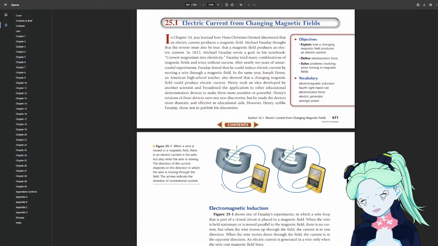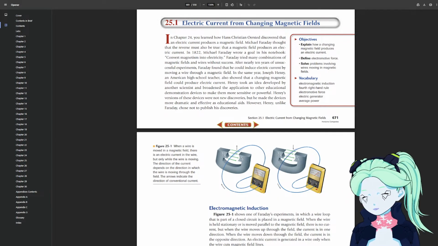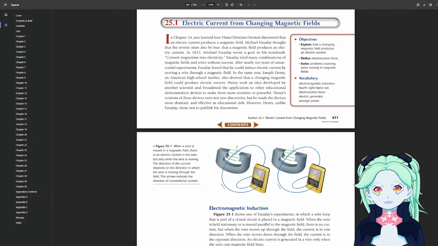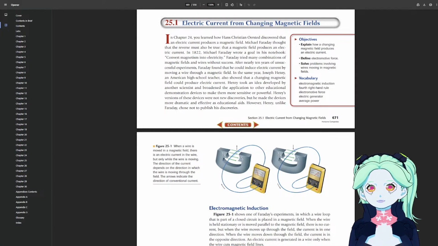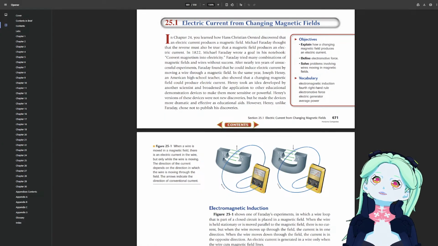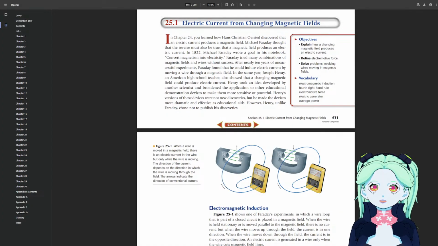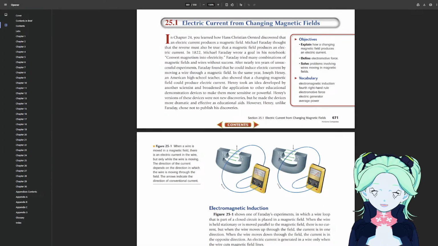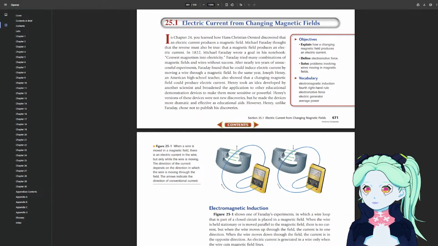Oh yeah, that's because the electrons, if they're moving relative to a magnetic field, experience a force, and if they're moving perpendicular to it, they experience a force. Anyways, in the same year, Joseph Henry, an American high school teacher, also showed that a changing magnetic field could produce electric current. So not only can you move a wire in a magnetic field perpendicularly to get an induced current, but you could also just vary the magnetic field, and that would induce a current.